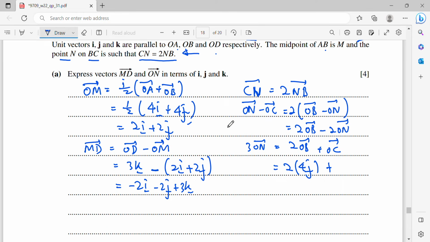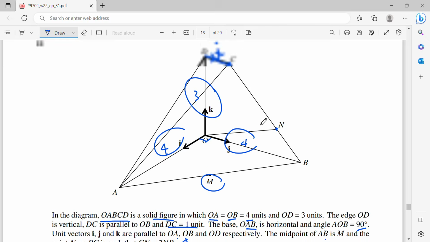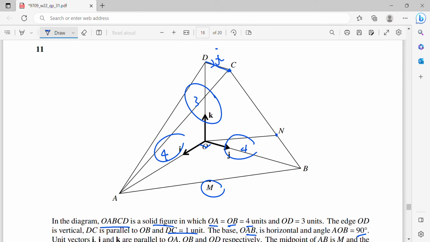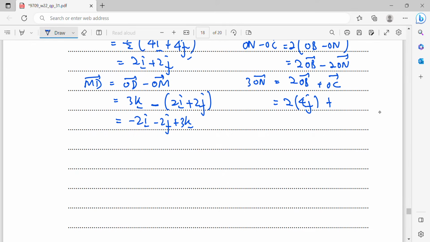OC, let's see, what is your OC? Okay, now OC is OD plus DC. So it will be 3K plus 1J. That is your OC. So 3K plus J. So now I will get 8J plus 3K plus J. So that means you are getting 9J plus 3K.